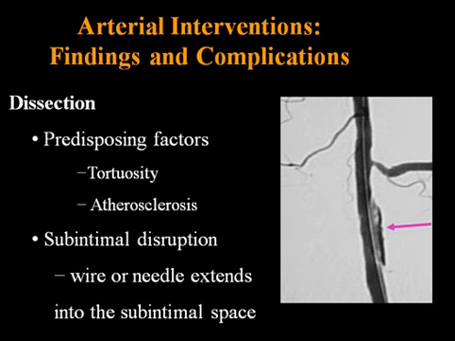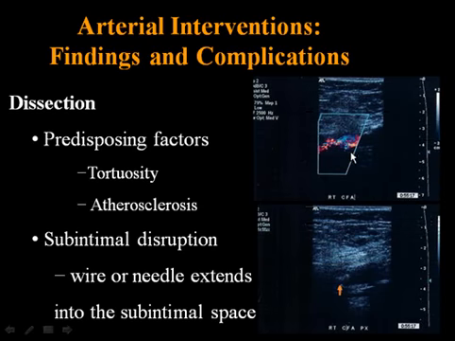Dissection can be an issue in these patients. Some of the predisposing factors include tortuosity and atherosclerosis. Introduction of the wire can cause subintimal disruption, and you can have a wire or a needle that extends into the subintimal space. In some cases, this is very obvious, although in these two images, really it's not. You can see here from the color flow image that it appears as if this is just a stenosis at the level of the puncture site.